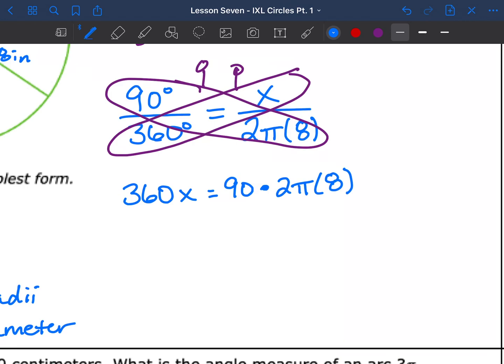So I'm just going to clean up some things. Nothing to really clean up on the left-hand side, so I'm just going to bring down the 360 times x equals. Now the 90 times 2 times the 8 times the pi. What I can do is just multiply the numbers that aren't pi. Okay, so what is 90 times 2 times 8?